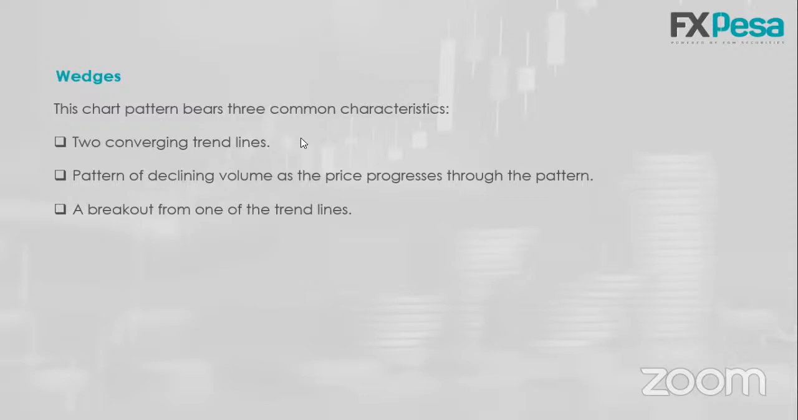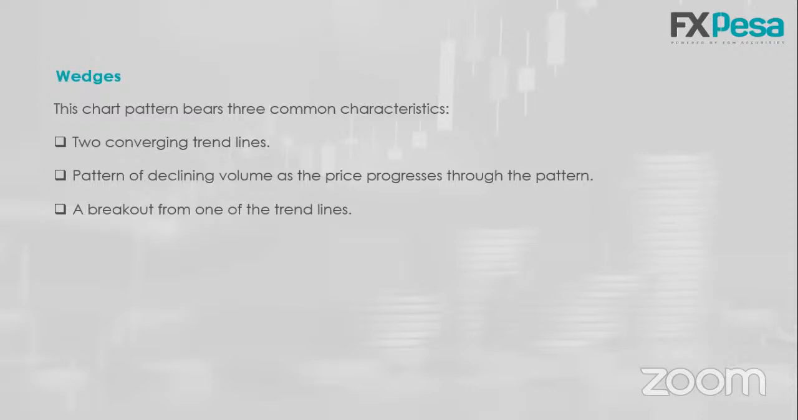Now we are going to focus on wedges, and wedges particularly have three characteristics. We have two converging trend lines. Trend lines essentially are lines that track movement in the market, and usually they connect particular support levels. Sometimes they also connect particular resistance levels.